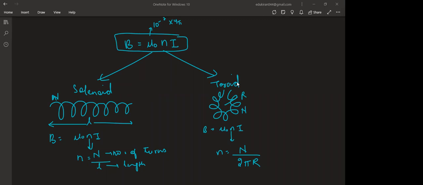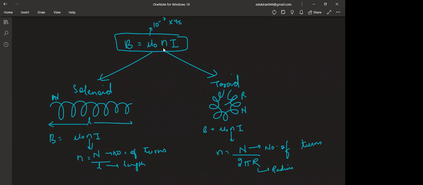But when we are talking about a toroid, the radius will also be there because it's in circular form. The definition of n is still the number of turns per unit length. But what is the length of a circle? The circumference, 2 pi r. So capital N is the number of turns, and 2 pi r is the circumference, where r is the radius of the toroid. This is the formula you have to use.